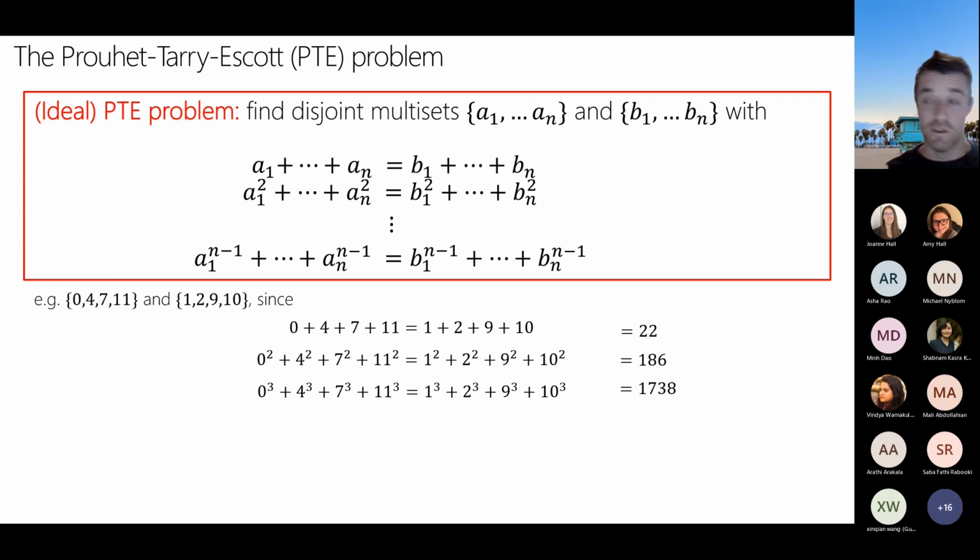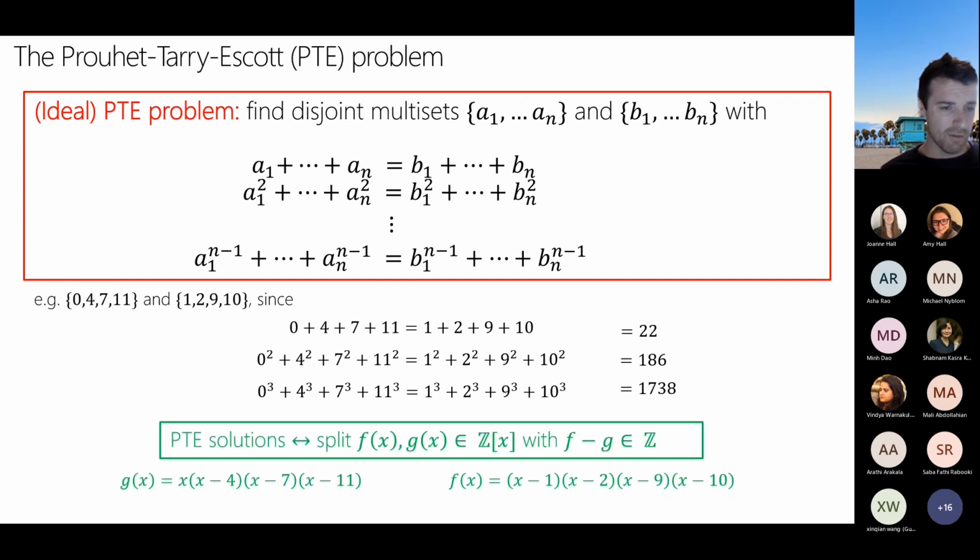And if you sum all the cubes of the numbers in each set, you get the same result. The reason we've stopped at cubes here is because the set has size 4, and what we need is that their powers up to 4 minus 1 sum to the same thing. And if you satisfy all of those requirements, then you've got a solution to this PTE problem of size 4. And in that case, you've got the polynomials that we need to do this sieving.